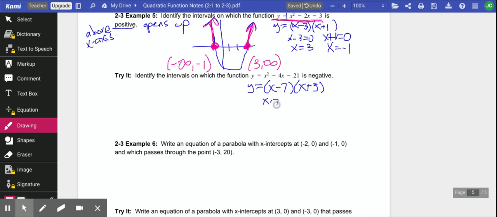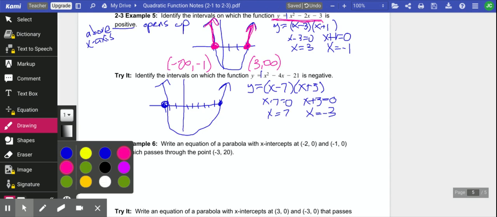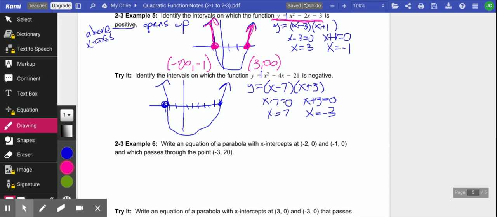We're going to set these both equal to 0. And we get 7. And we also get -3. Okay, so what that means is our two intercepts are -3 and 7. 1, 2, 3, 4, 5, 6, 7. I don't know if I counted that right. Also, our a value is +1, so we know this opens up. So whatever it looks like, I don't really care. Looks like this.